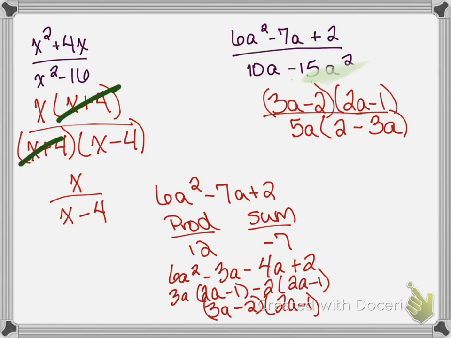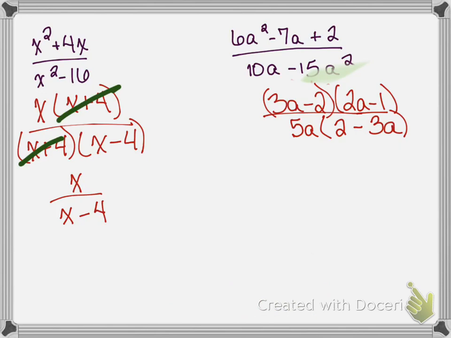Good. 3a minus 2 and 2 minus 3a. It looks similar. What you need to realize is when you have something like that, 2a minus 2 over 2 minus 3a, that equals negative 1. You can simplify that to negative 1.